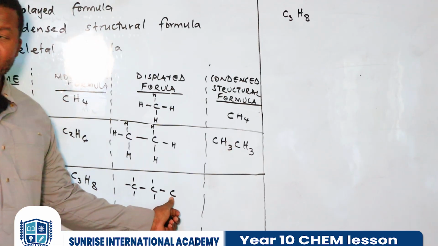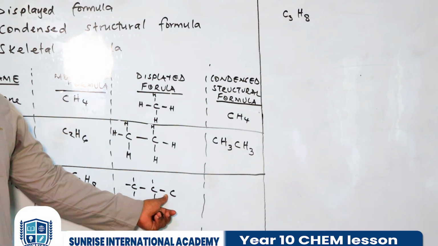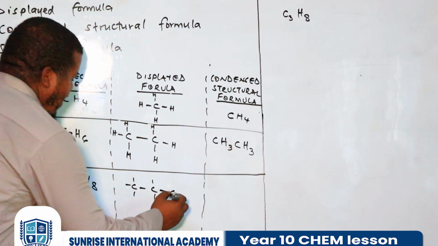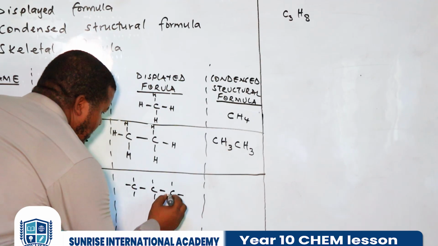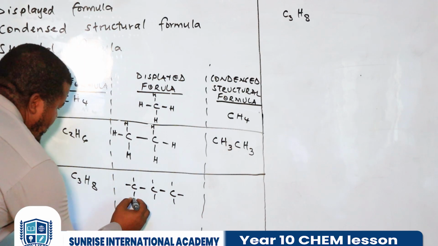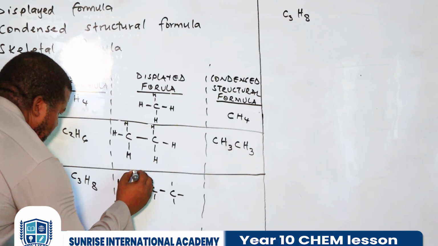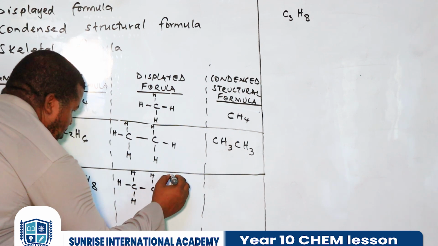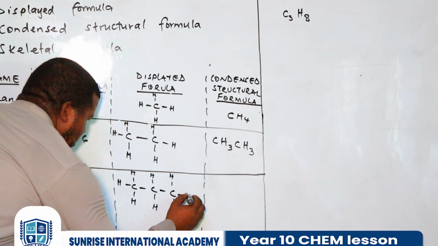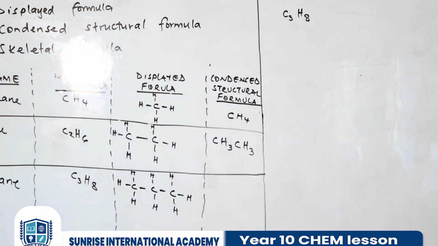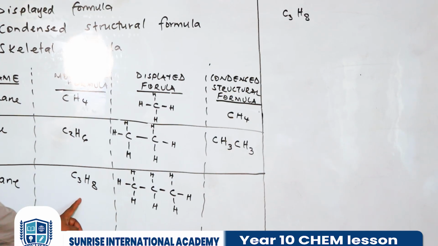From there, this other carbon atom has one covalent bond already. Add 3 so that we have a maximum of 4. So we're going to have 3 bonds there. And then let's put the hydrogens on the bonds created. This is the displayed formula for propane.